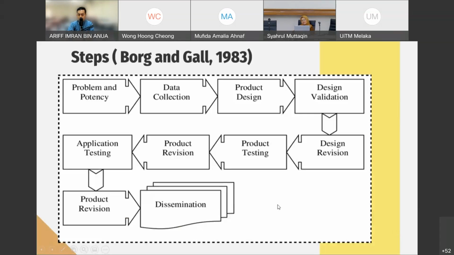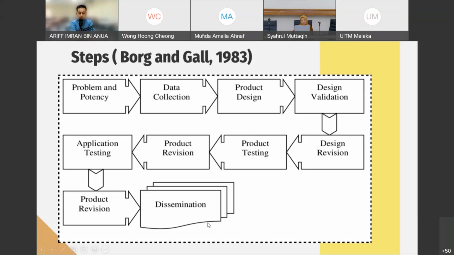And then the steps, when you follow Borg and Gall, there will be 10 steps. Problem and potency, and then data collection, product design, design validation from the expert, and then design revision if there are some revisions from the expert, and then product testing, and then product revision, and then application testing, and then product revision, and then the 10th step is dissemination.